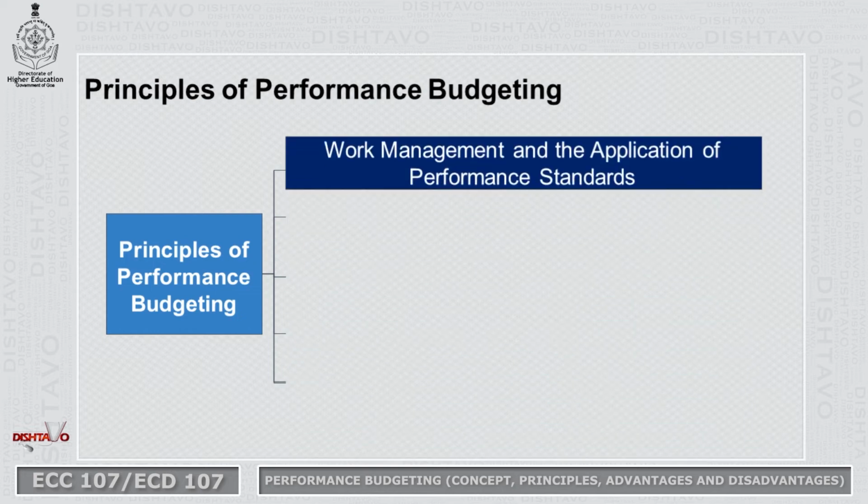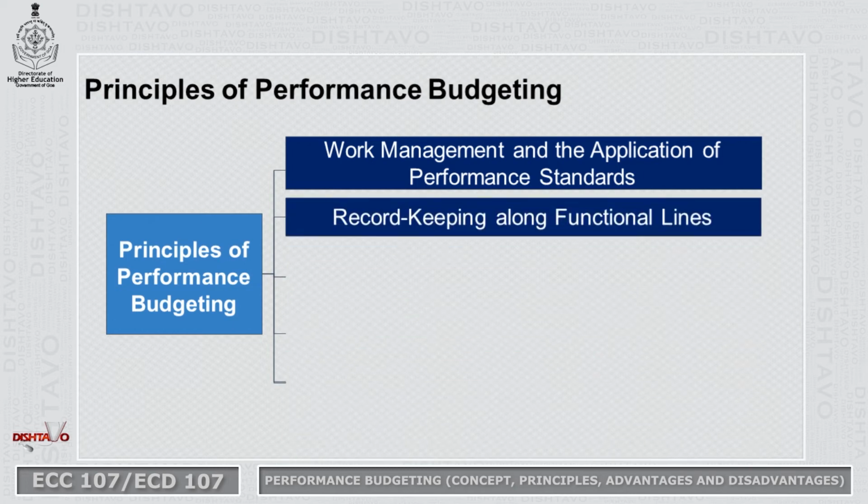Number 1, work management and the application of performance standards. So the first condition for the success of performance budgeting is the installation of work measurement and the application of performance standards within the administrative agency, without which performance budgeting could be defeated. However, it's recognized that there is no single yardstick for measuring activity or for performing the performance standards.